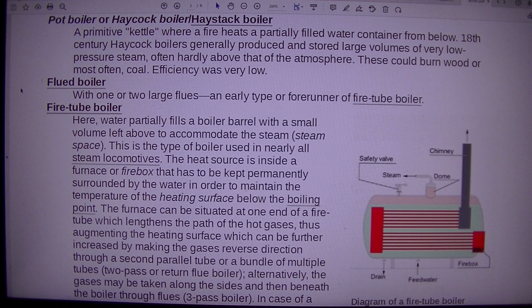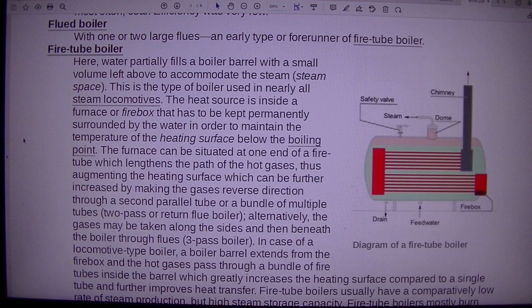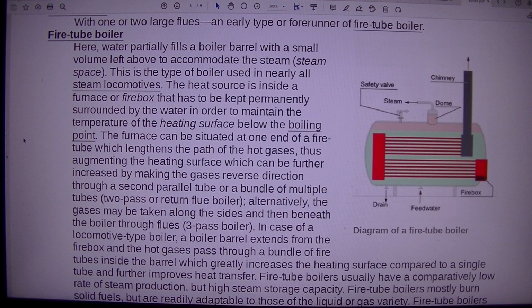Flued boiler with one or two large flues, an early type or forerunner of the fire tube boiler. Diagram of a fire tube boiler. Fire tube boiler: water partially fills a boiler barrel with a small volume left above to accommodate the steam space. This is the type of boiler used in nearly all steam locomotives. The heat source is inside a furnace or firebox that has to be kept permanently surrounded by the water in order to maintain the temperature of the heating surface below the boiling point.